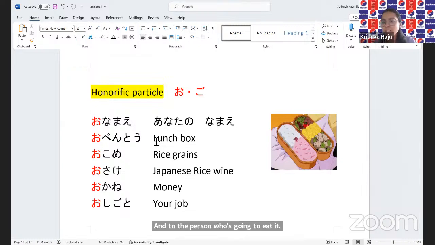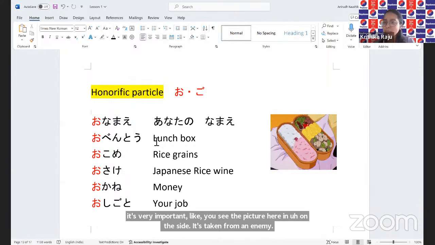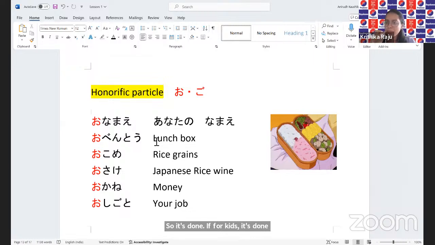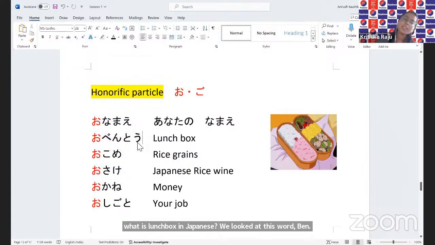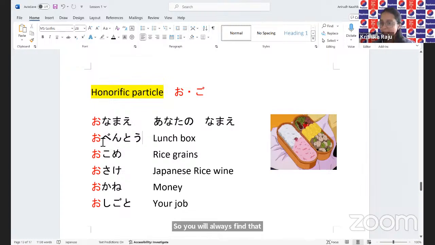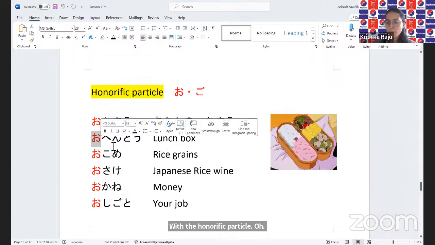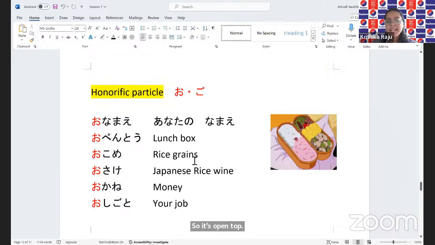Like you see the picture here on the side, it's taken from an anime. For kids, it's done even more adorably, like things arranged as panda bears and other small things. So lunchbox has a lot of importance because it contains food. What is lunchbox in Japanese? We looked at this word, bento. You will always find that it is prefixed with the honorific particle o. So it's obento.